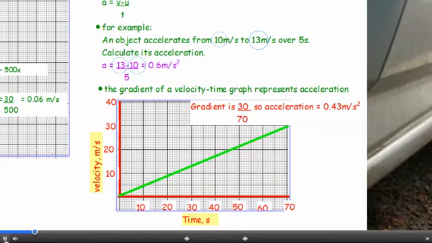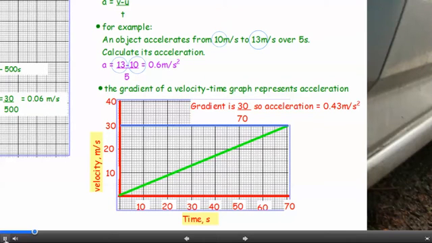So let's have a look at this graph then. Now, the gradient of a velocity time graph represents acceleration. So we need the velocity and we need the time taken. That will tell us the acceleration. So the velocity, read it off horizontally from the y-axis. The velocity you can see is 30 meters per second. Read off the time taken, that's vertically from the x-axis. Time taken is 70 seconds. So the acceleration is 30 divided by 70, which is 0.43 meters per second squared.